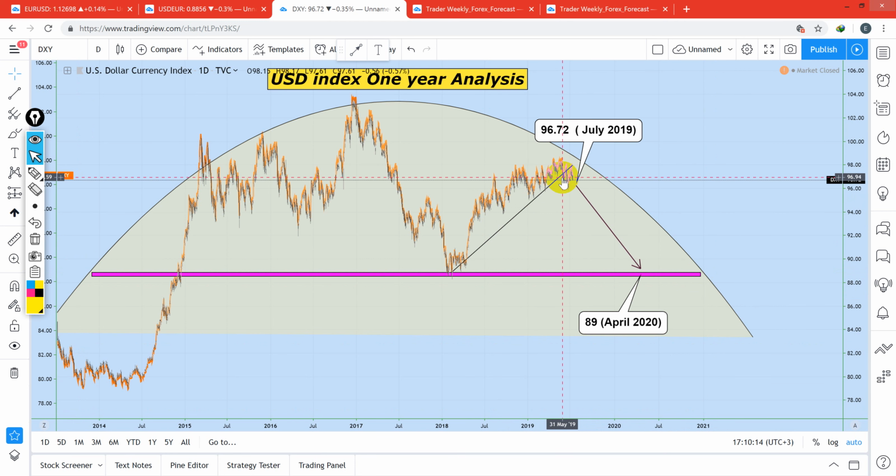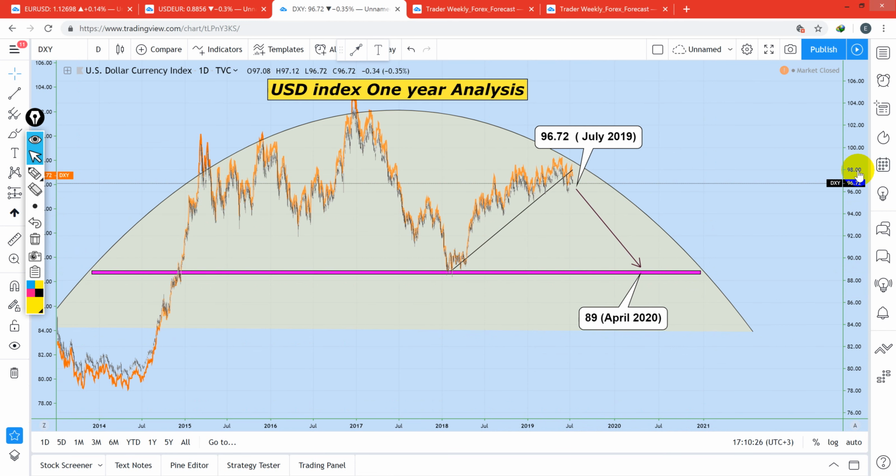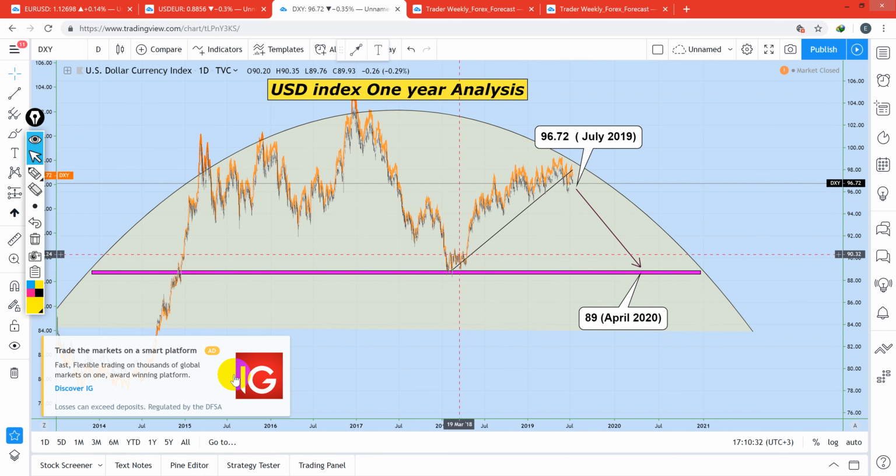You can't just go on the 5 minute and just keep doing trades. You're going to continue losing money. You have to focus on this. This is a big picture. This is a big time frame. So keep this in your room, keep it in your eyes. This is USD index 1 year analysis. Okay, this, people pay money for this.